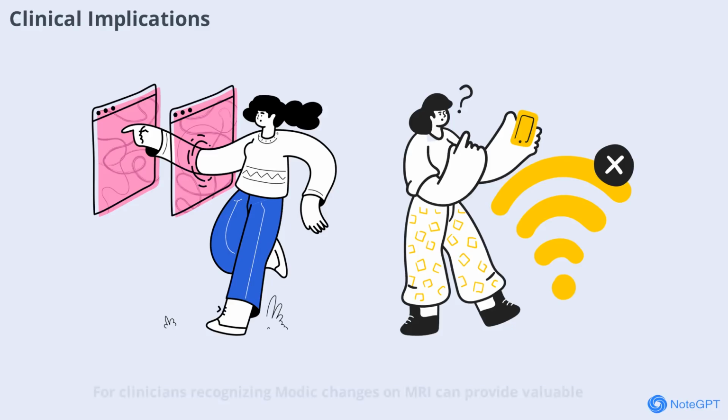For clinicians, recognizing Modic changes on MRI can provide valuable information about the stage and type of spinal degeneration. However, the lack of strong statistical associations with other conditions means that Modic changes should be interpreted as part of a broader clinical picture, not in isolation.